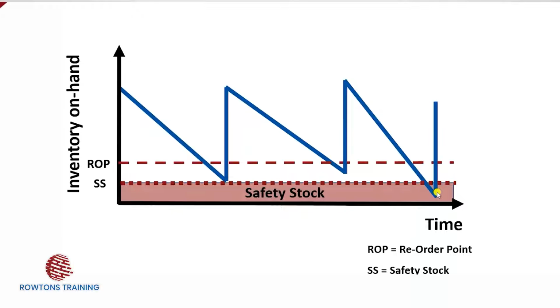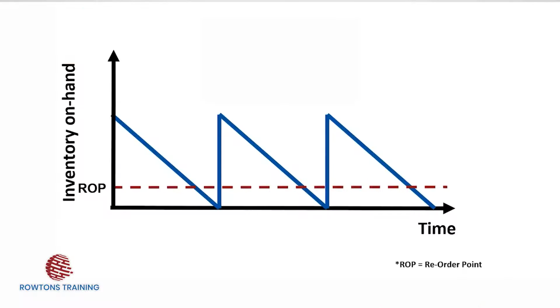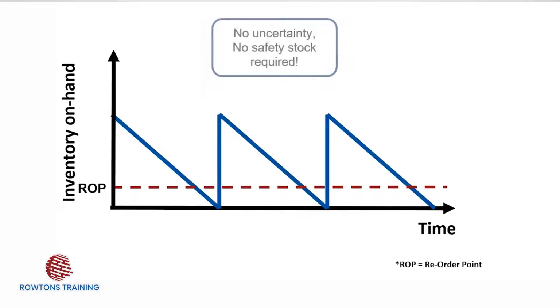Of course, if there was no variation in the demand rate or the lead time, there would be no uncertainty and we would need no safety stock, and we would be able to plan our reorders so we just hit zero, knowing exactly that our reorder would arrive bang on time every time.